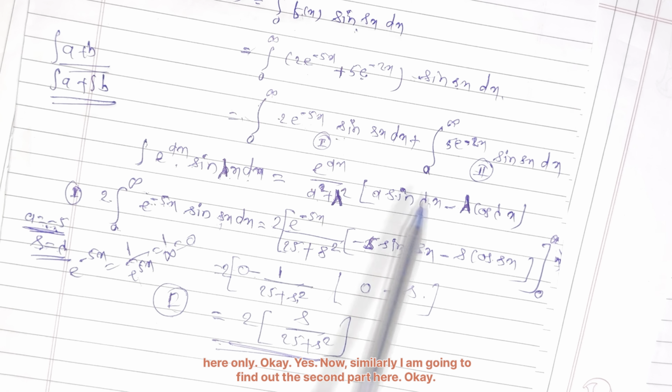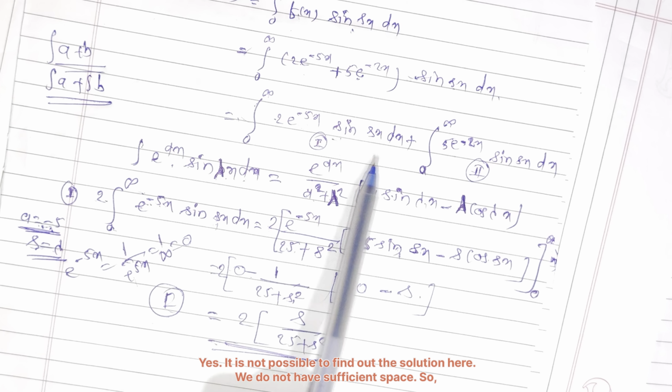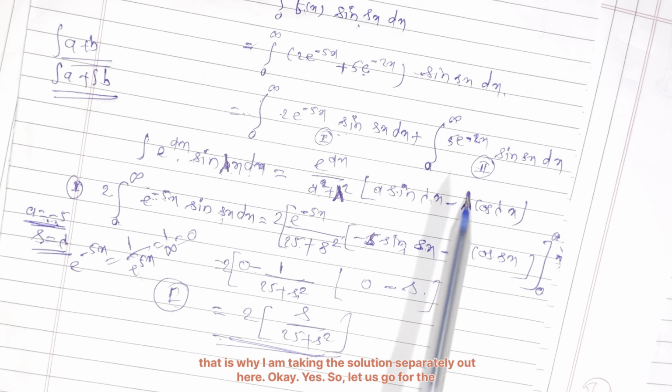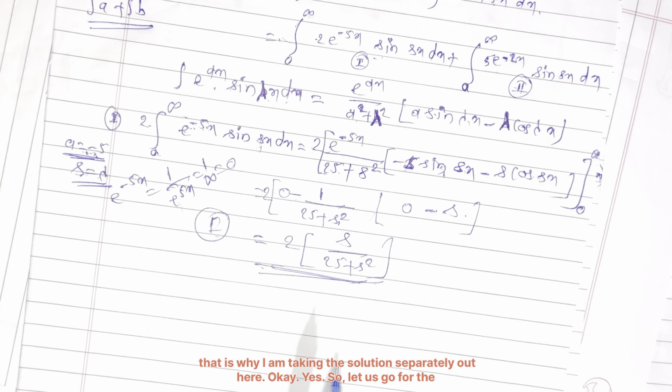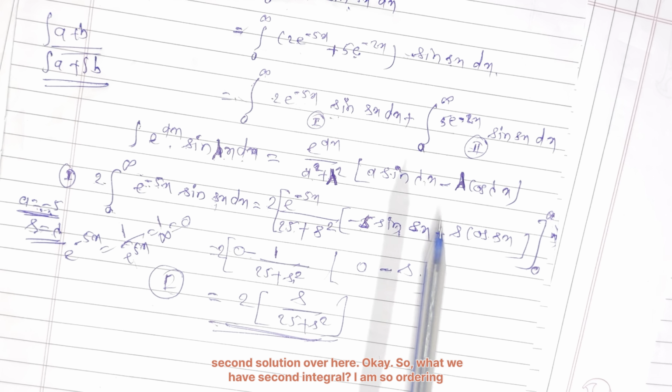Now similarly I am going to find the second part. As we don't have sufficient space here, I am taking the solution separately. So let's go for the second solution. I am solving the second integral now.